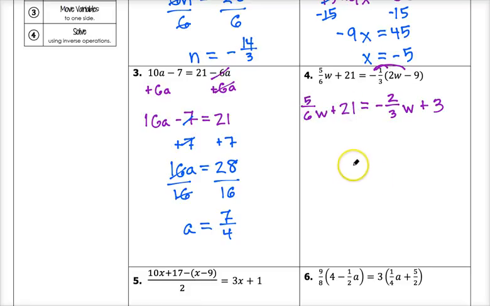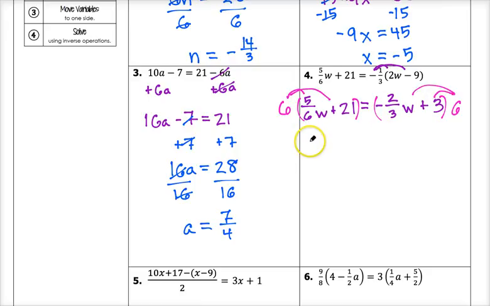Anytime you have more than one fraction in an equation, sometimes it's helpful to multiply every term by the least common denominator of those fractions. So if you look at our fractions here, we have a 6 and a 3. One thing I can do to make my life easier is multiply every term by 6, because 6 is the LCD of 6 and 3. So when I do that, on the left side and on the right side, that's going to cancel out my fractions.